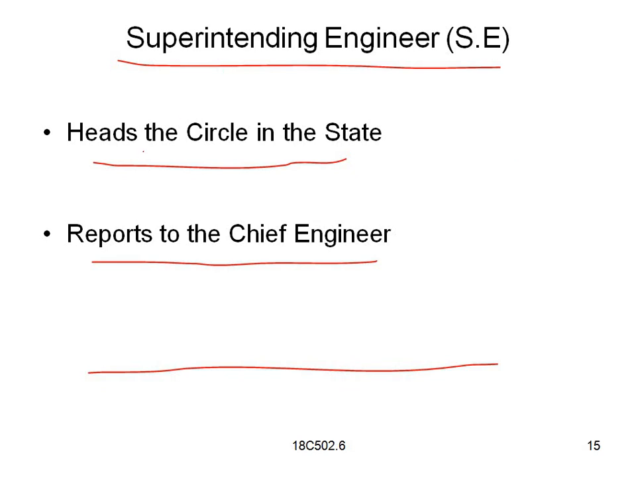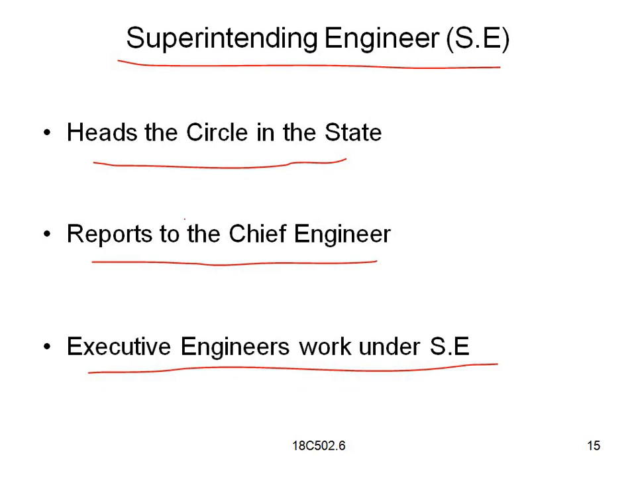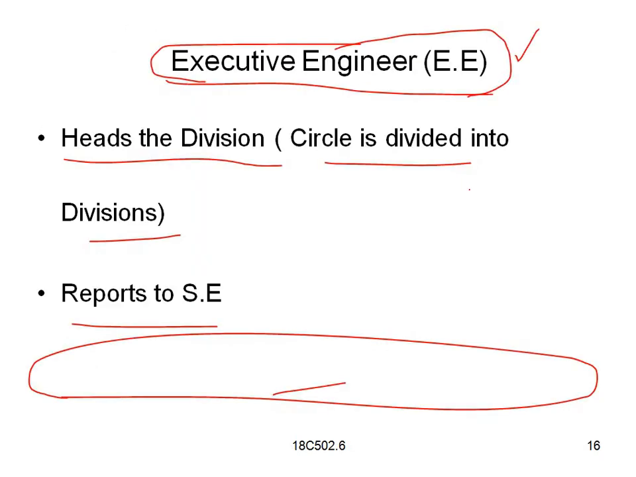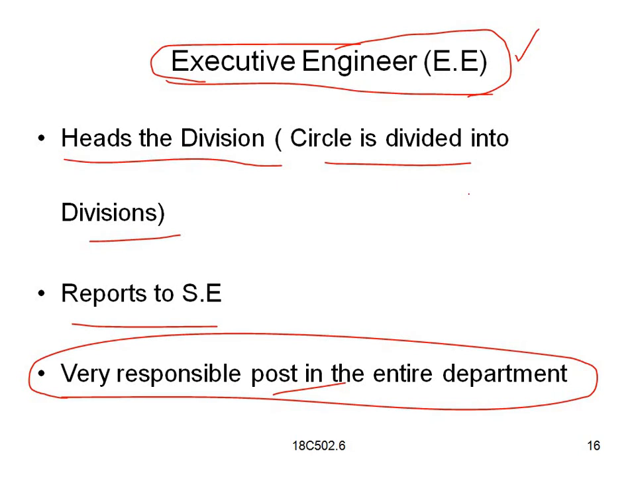For these projects they need employees, wages, workers, everything. That is why executive engineers work under the superintending engineer. The executive engineer is a very important post, as we have said. In each division and circle, we have so many departments. In division category levels, we will have the higher authorities.